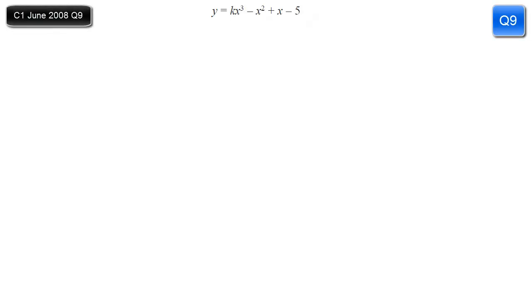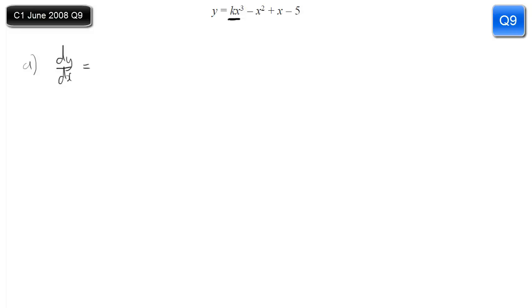Okay, we have y as a function of x. It's a polynomial, something which we know how to differentiate. The only thing that slightly complicates it is that we have k as a constant there, but that doesn't really make it too tricky. So we're going to go ahead and have a go at this. Part A is to differentiate. Find dy by dx. So let's do that.